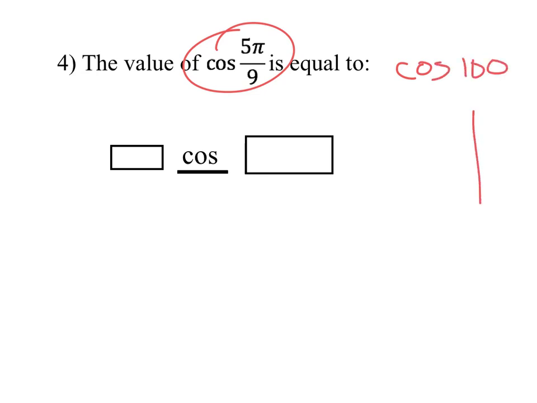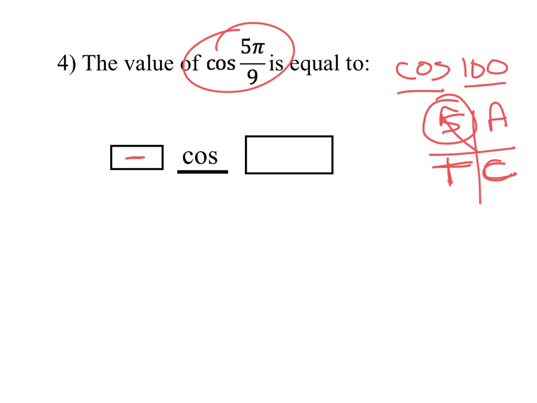What quadrant are we in when we're at 100? We're right here, in quadrant 2. In quadrant 2, the only things that are positive are sine and cosecant. That is not cosine, so this is going to be negative. Since this is 100, we know it's quadrant 2, so it's 180 minus the angle, or 80.